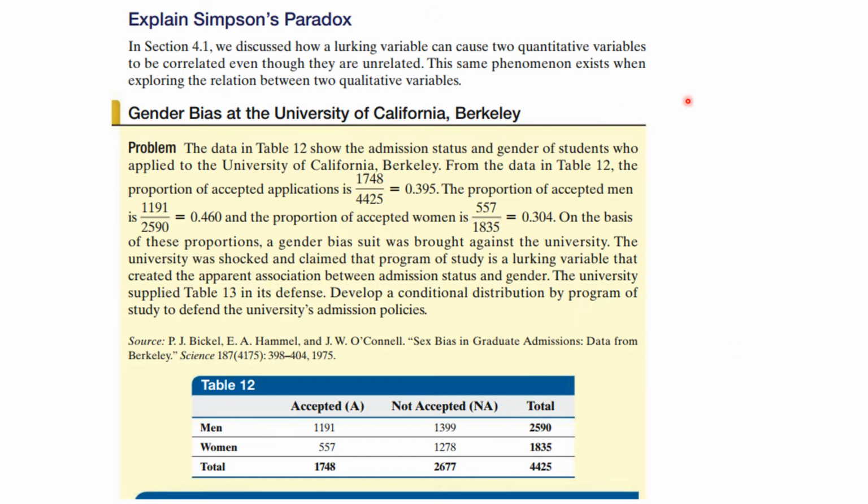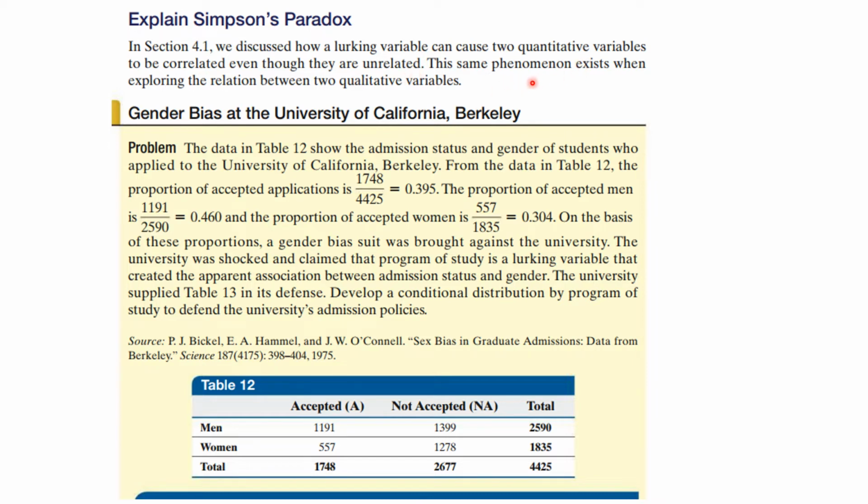The last topic we're going to do in this section is talking about Simpson's Paradox, because you see previously we talked about there could be lurking variables. We talked about that in previous videos that can make things appear to be correlated even though they are unrelated.